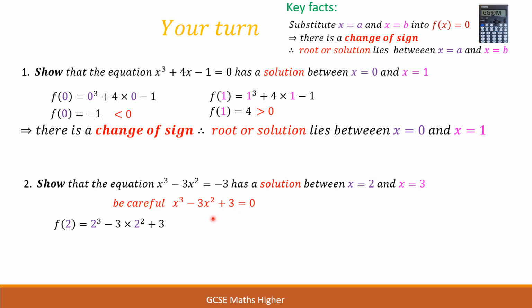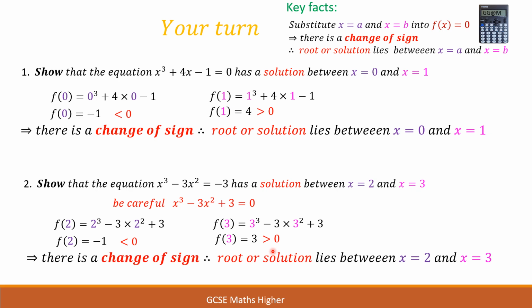So if you substitute 2 in, you get 2 cubed minus 3 times 2 squared plus 3, which will give you an answer of -1, which is less than 0. Then we substitute 3 in. I've got 3 cubed minus 3 times 3 squared plus 3. That is going to give me an answer of +3, which is greater than 0. This implies there is a change of sign, therefore the root or solution lies between x equals 2 and x equals 3.